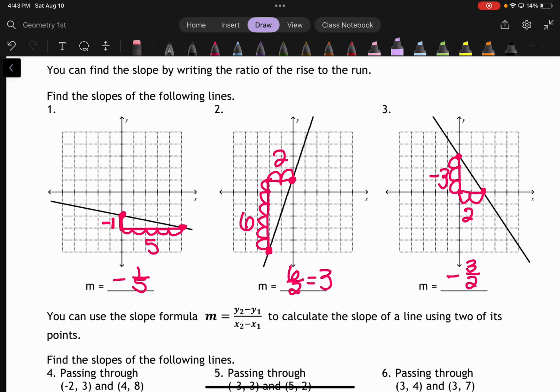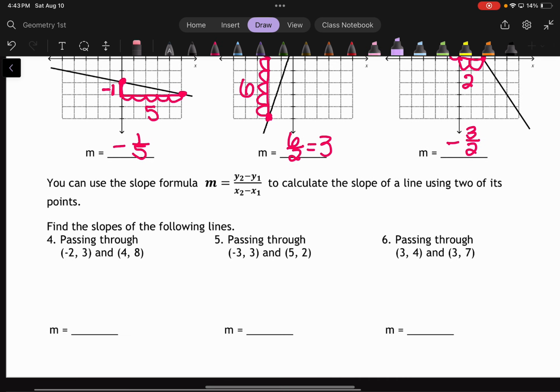All right, the next way that you can find slope is by using the slope formula. So it's y2 minus y1 divided by x2 minus x1. Okay, now the x1 and the y1, what that means is, for example, here, this is my first point. So that's my x1, y1. This is my second point. So this is x2, y2.